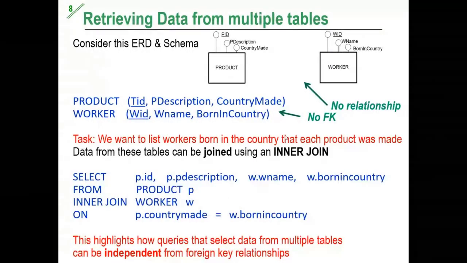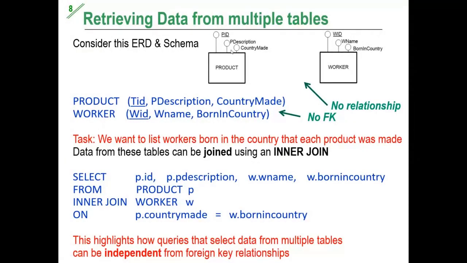So this is a classic example. Think about we have two tables, a product table and a worker table. Say the product table is coming from a totally different database, maybe from our inventory, and then we have a table called the worker table, maybe coming from our human resource management database.